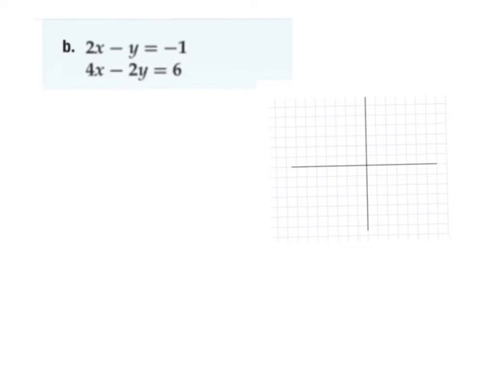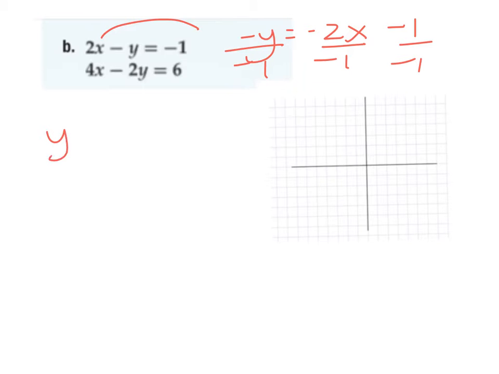Okay, to do this problem, we're going to graph this, but to graph it, we need to get y by itself. Anytime you're trying to get y by itself, you always move the x's the other way and then divide by what's in front of the y. So I'm going to move my 2x over. I'm going to get -y equals -2x minus 1. And I divide by -1 because that's what's in front of the y. And so my red equation is y equals 2x plus 1.